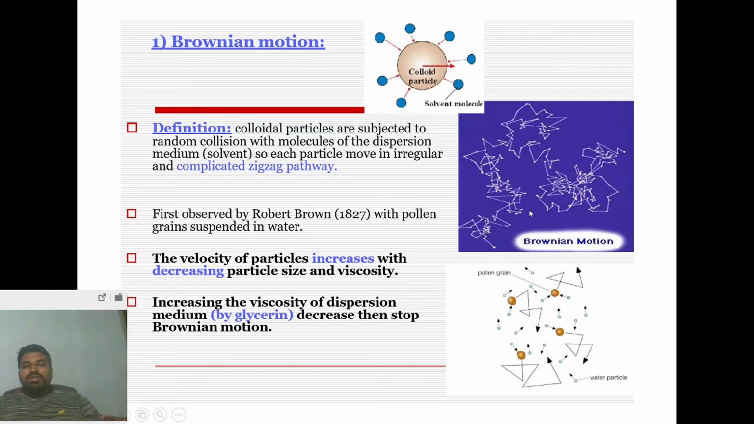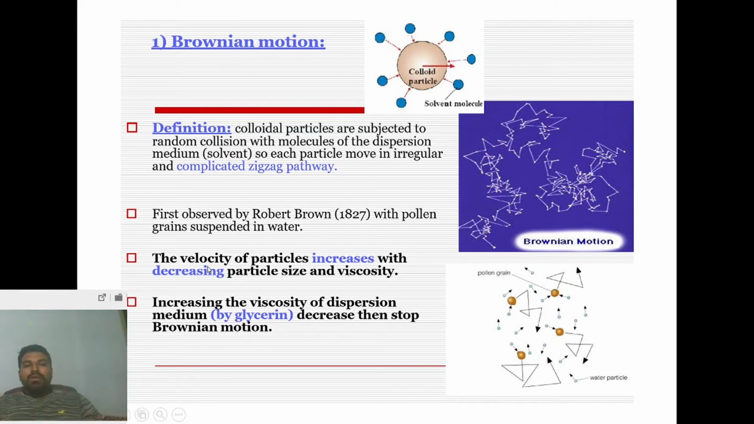Now these are the irregular movements of the dispersion medium, that is, a solvent, so they are in a zigzag path. First observed by Robert Brown in 1827 with pollen grains suspended in water. The velocity of particles increases with decreasing particle size and viscosity. Increasing the viscosity of the dispersion medium by glycerin decreases, then stops, Brownian motion.